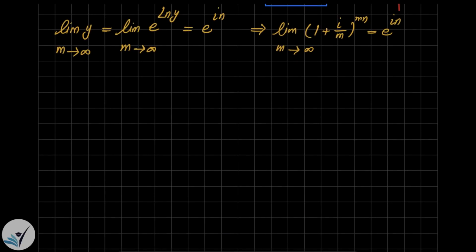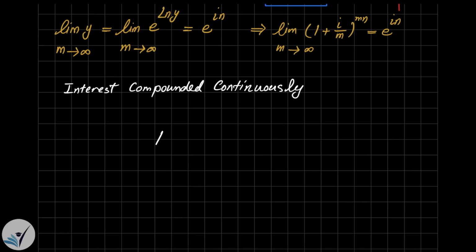If we do that, we get the total balance for the case of interest that is compounded continuously. The total balance F would be P times e to the I times n. In this equation, F is the total balance after n years.